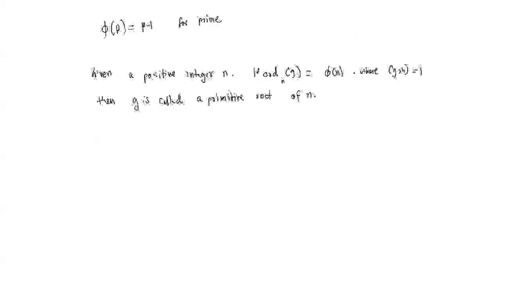Let me repeat once. The definition of a primitive root is: if you have a positive integer n, and g and n have GCD 1, and if the order of g modulo n is phi of n, then g is called a primitive root of n. It's a little confusing, can you show an example? Yeah, sure.